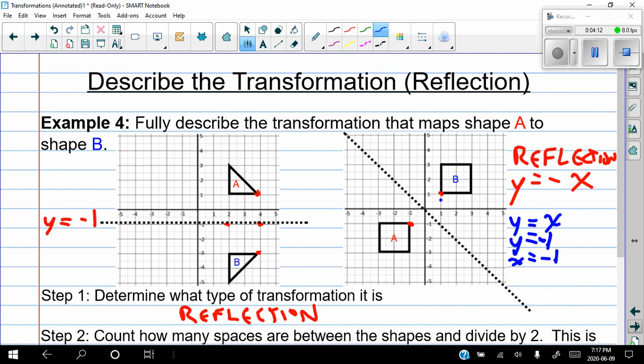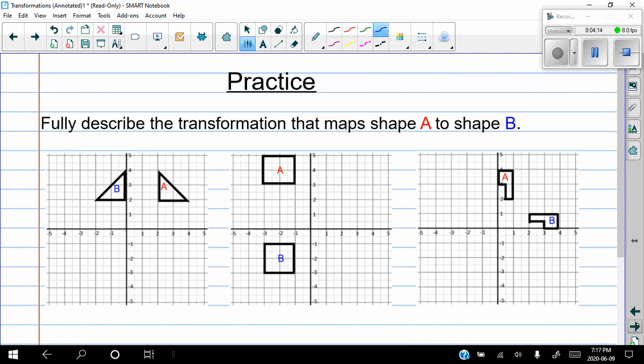So let's do a couple of things to practice. At this point, pause the video. When you're ready, press play, and we'll go through the answers.